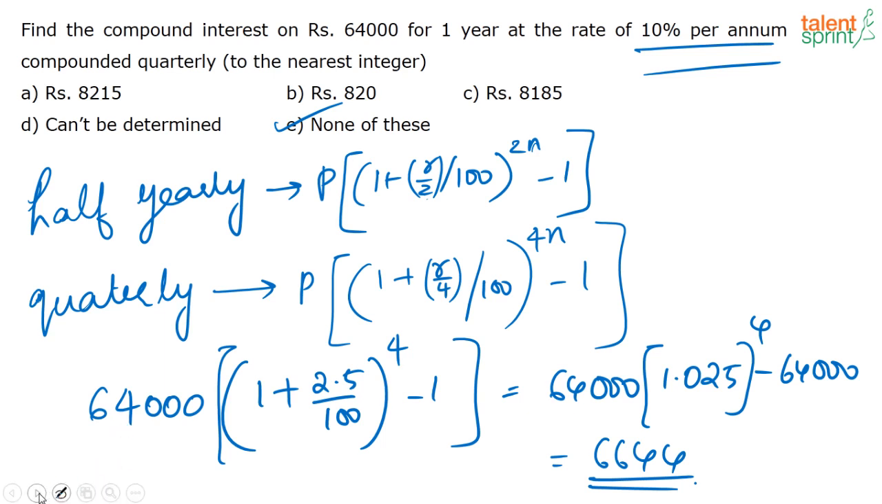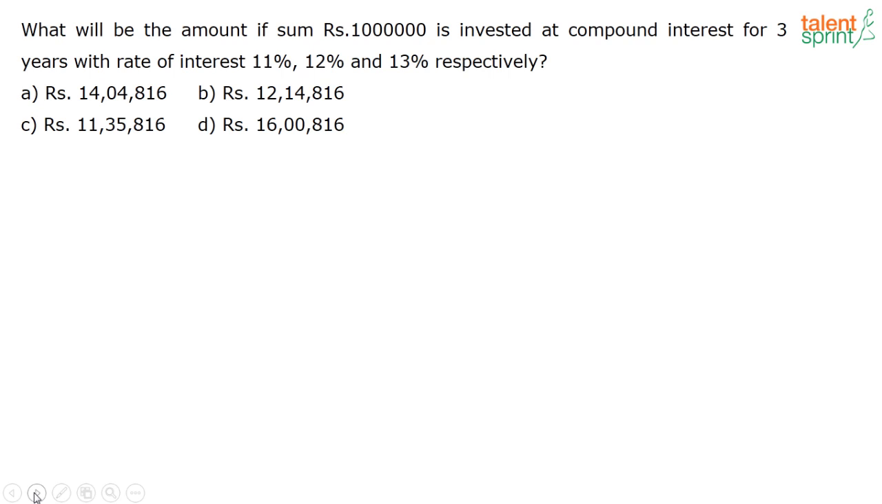Achyut, please check your calculation. I think you've gone wrong somewhere. Yes, the next question is there on your screen. What will be the amount if the sum of rupees so much is invested at compound interest for 3 years at the rate of 11%, 12% and 13% respectively? Okay, Vandana, it's clear, no? Yeah. Achyut, I think yes, you went wrong somewhere.